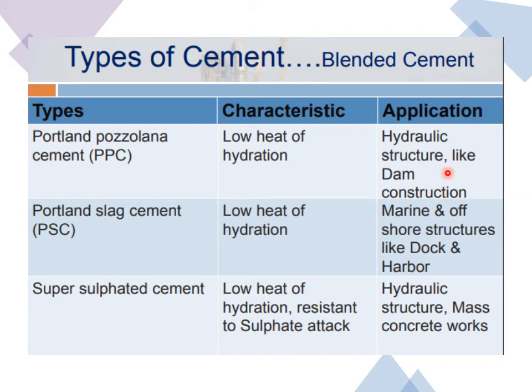Next is Portland slag cement. This is also a low heat hydration cement, and this is used in marine and offshore structures like docks and harbors. Next you have supersulfated cement, which is again used to resist sulfate attack, especially in hydraulic structures. So these are the types of blended cement and their applications.